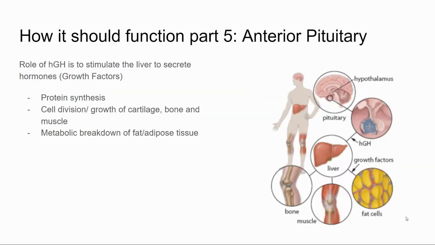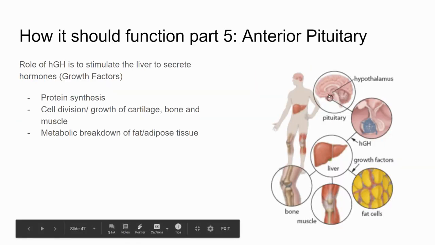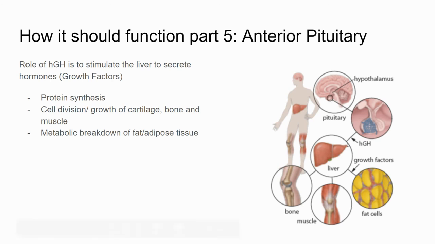So what is happening is this little guy right here, this pituitary gland, is being triggered by the hypothalamus, secreting growth hormone to the many cells of your body to help with growth. Dwarfism is not enough from the pituitary gland. Acromegaly and gigantism are too much from the pituitary gland.